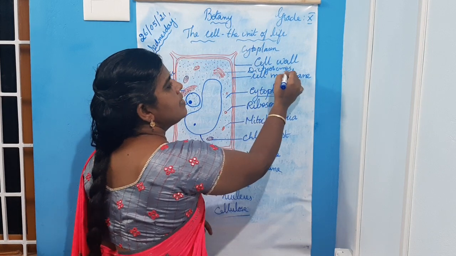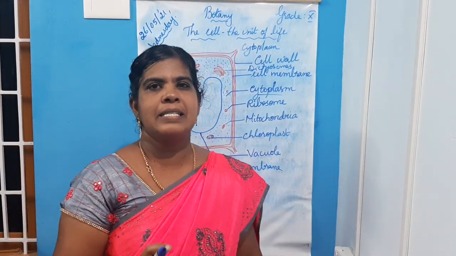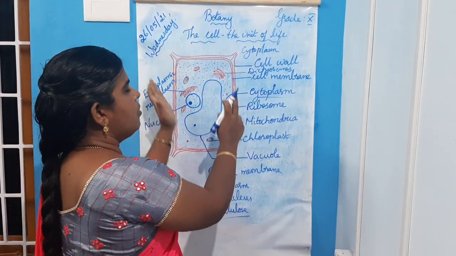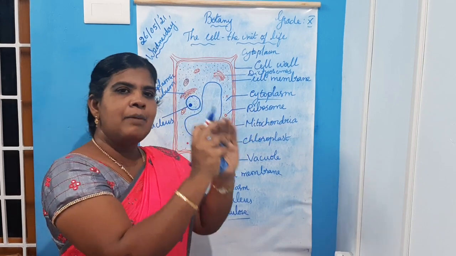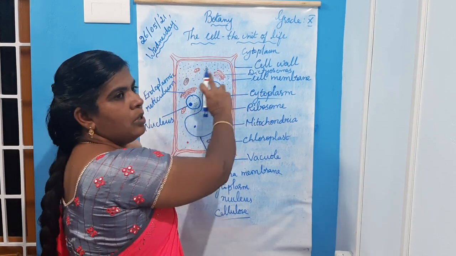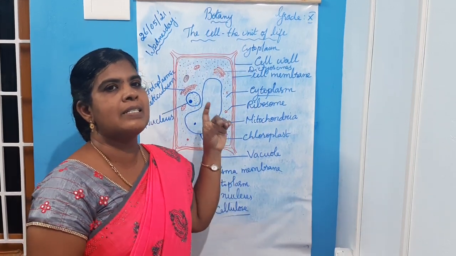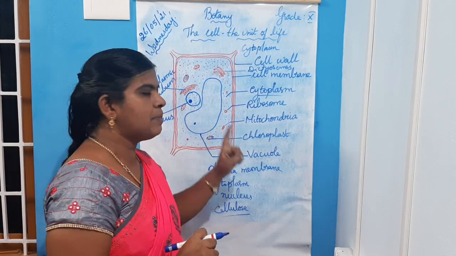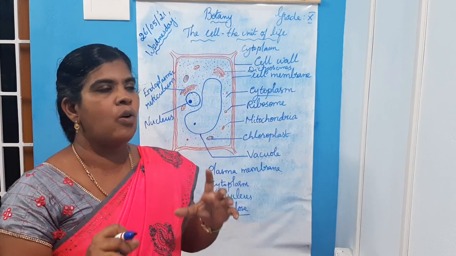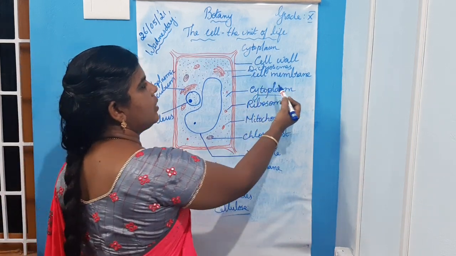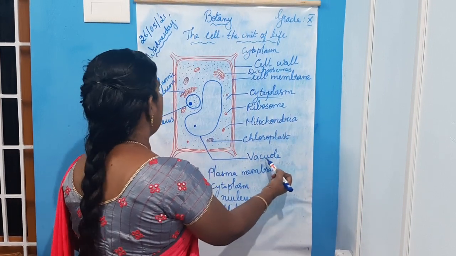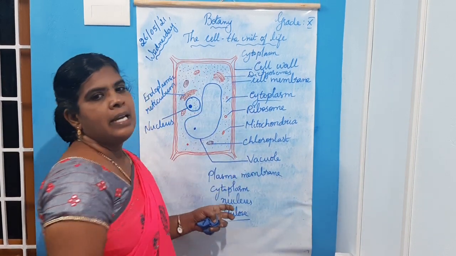Okay, these are the cytoplasmic organelles present inside the cell. So what is cytoplasm? The plant and animal cell also contain cytoplasm. Inside the cell there is a colloidal, jelly-like substance that is called cytoplasm. It contains the cell organelles such as ribosome, mitochondria, chloroplast, vacuole, endoplasmic reticulum, etc.